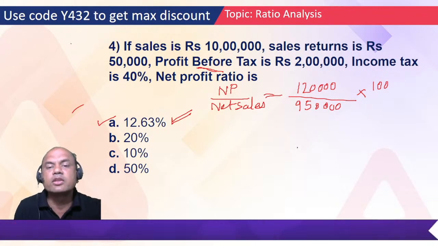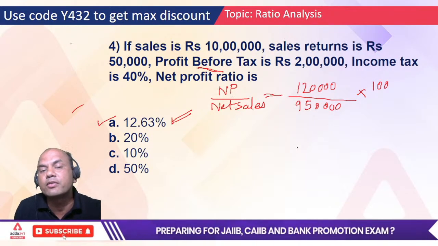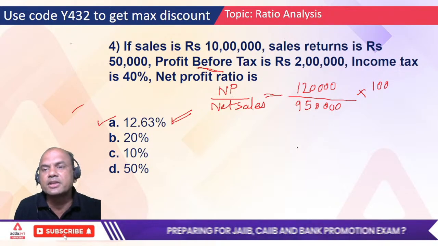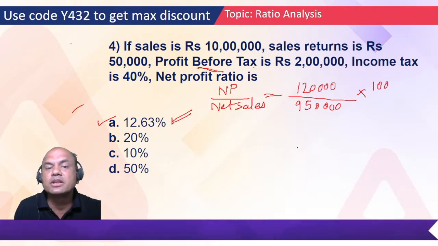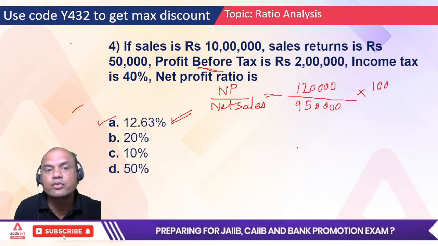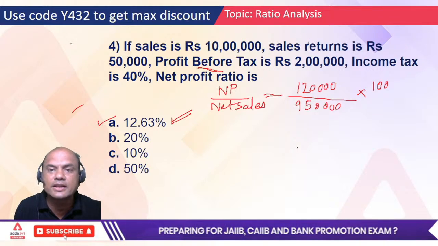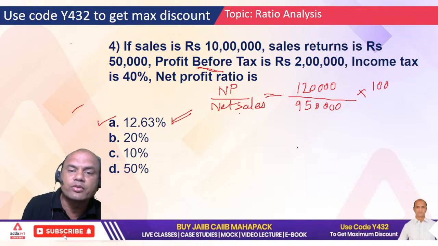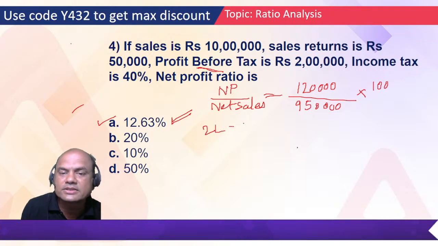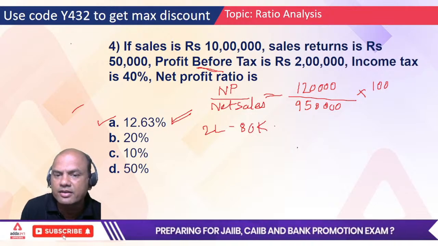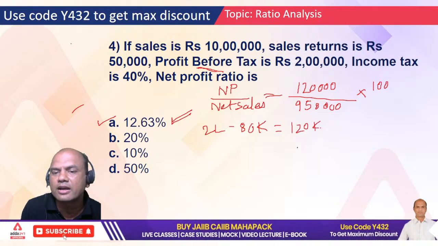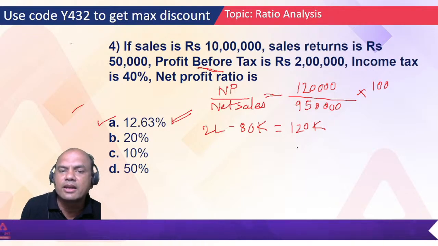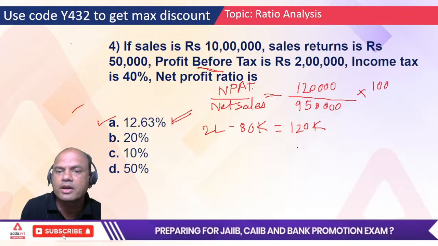Okay. So what is net profit after tax? Before tax is 2 lakhs. Income tax is 40%. So 40% of 2 lakhs is what? 40% of 1 lakh is 40,000. So for 2 lakhs it is 80,000. So NPAT is 2 lakh minus 80k, right? So it is 120k. I'll write it over here. NPAT, net profit after tax, 120k. And what is the denominator?